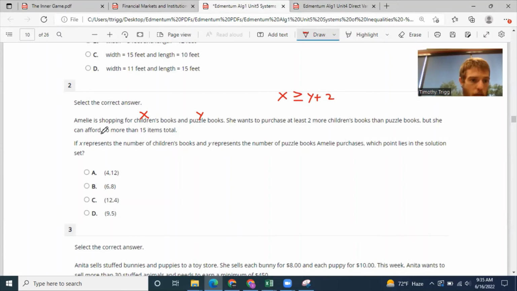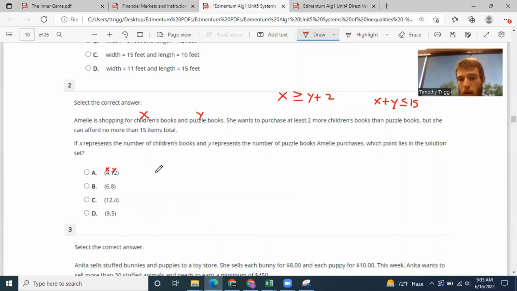But she can afford no more than 15 items total. So the other inequality is that X plus Y, the number of books she's buying, needs to be less than or equal to 15, because she can only afford 15 items or fewer, right? If X represents the number of children's books and Y represents the number of puzzle books. So again, just like the previous example, you're going to be using these coordinates X and Y to see if it works for both inequalities.